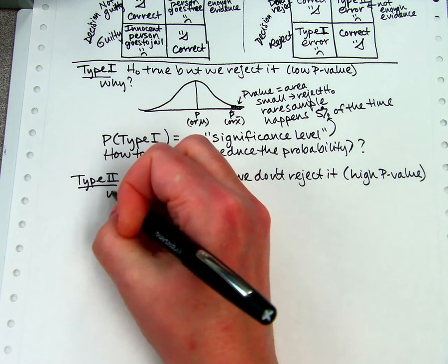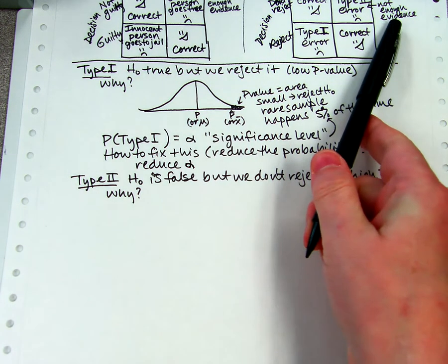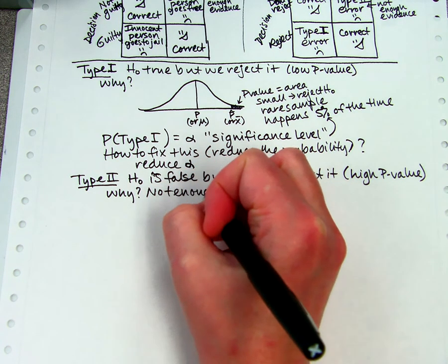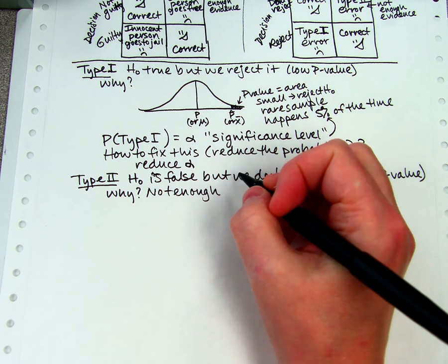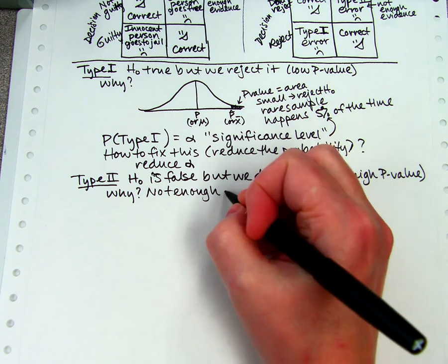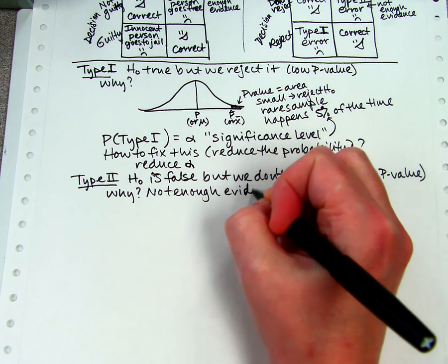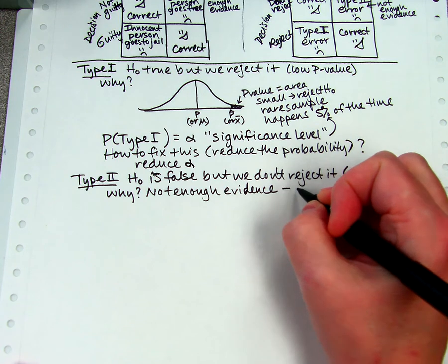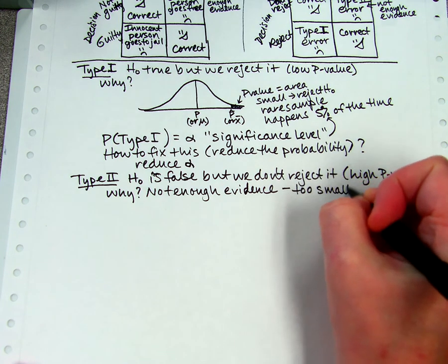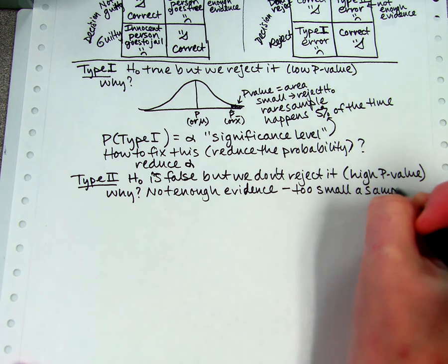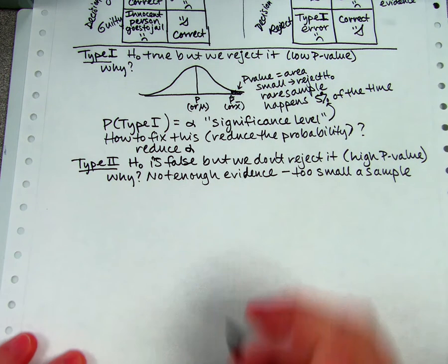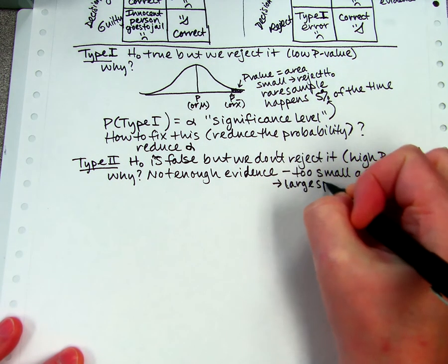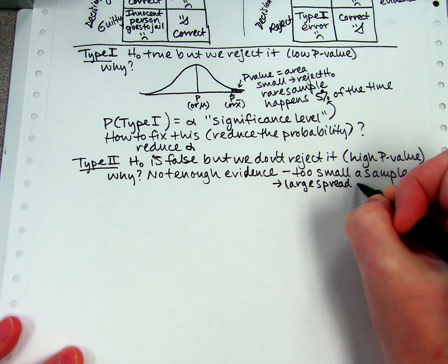Why would this happen? And I gave that to you up there. It basically happens when you don't have enough evidence. Like you think that you have evidence that says it's not true, but it's not strong enough evidence. And that generally happens when you have too small of a sample. So let's think about what happens with small samples. Small samples cause a large spread in the sampling distribution. Why would that make a difference? I'm about to draw you a picture of that.